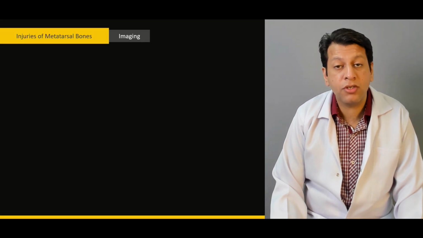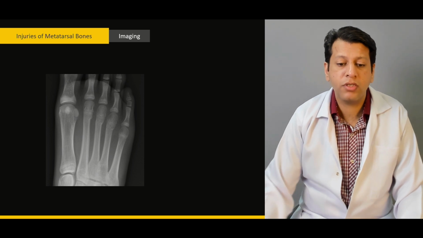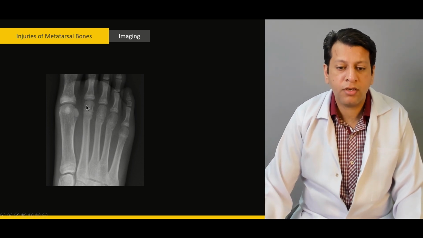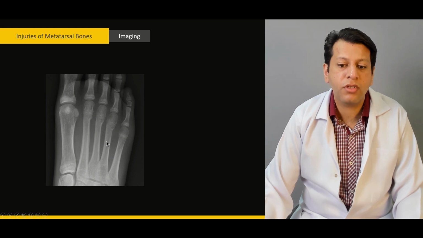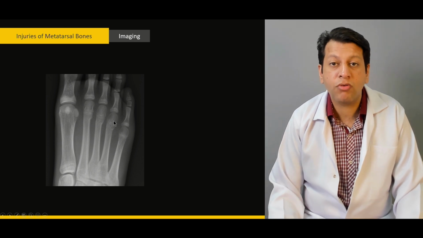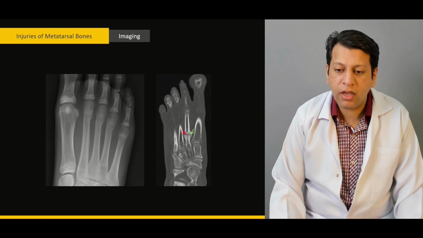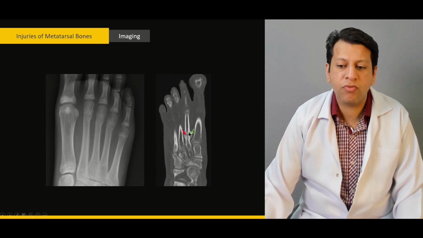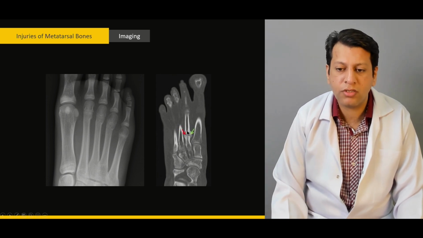Now coming to the imaging, you have to get an AP and lateral view of the foot. On the AP view, if you can appreciate it over here, it looks like a cortical breach over here as well. That is the third and fourth metatarsals. They both involve fractures of the neck of the metatarsal, but as you can appreciate, they are very minimally displaced. This kind of fracture probably does not require fixation.